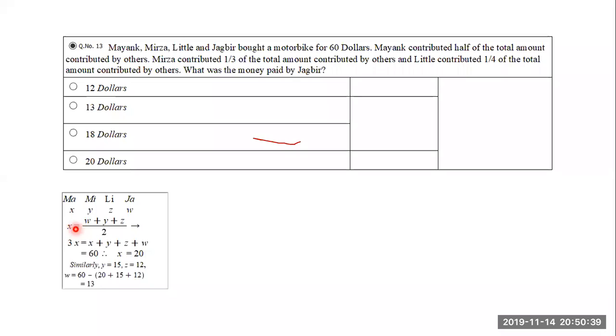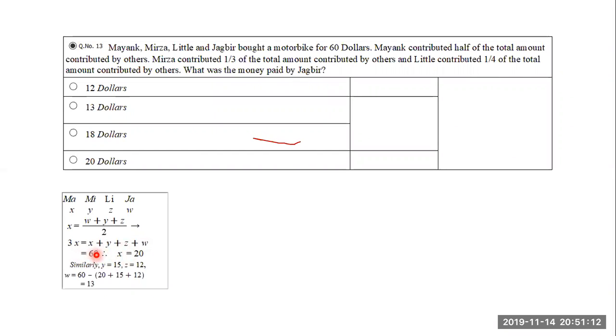If I add x to both sides, 2x is equal to w plus y plus z, and if I add one more x, then 3x is equal to x plus y plus z plus w. Similarly, you will get 4y is equal to x plus y plus z plus w. And then 3y is equal to x plus y plus z plus w. And then z is equal to 1/4 of x plus y plus z plus w.